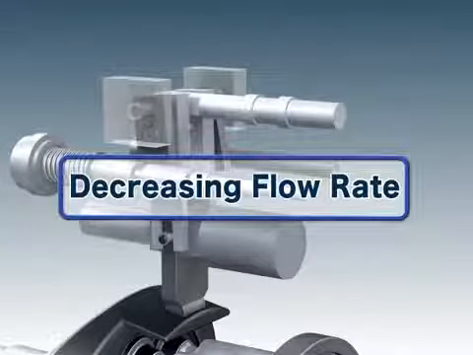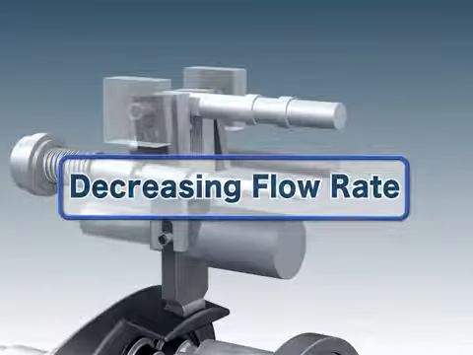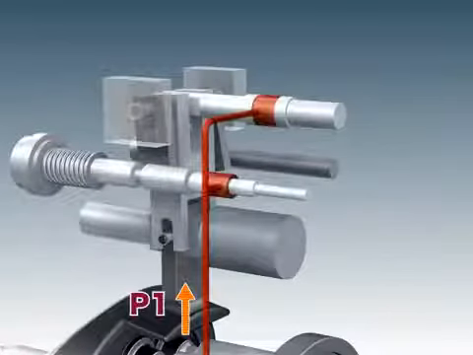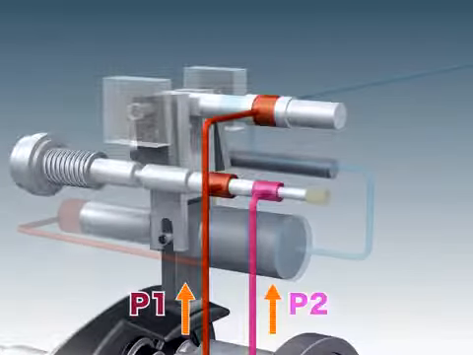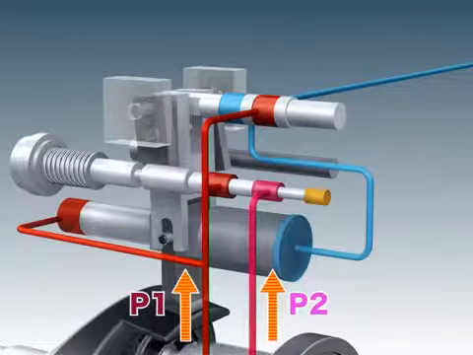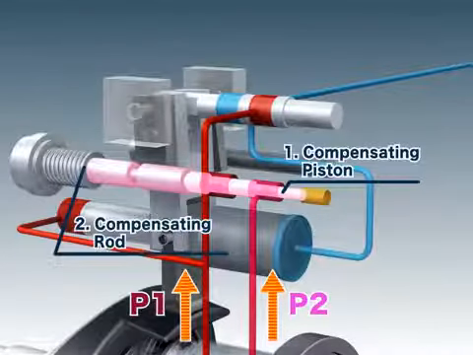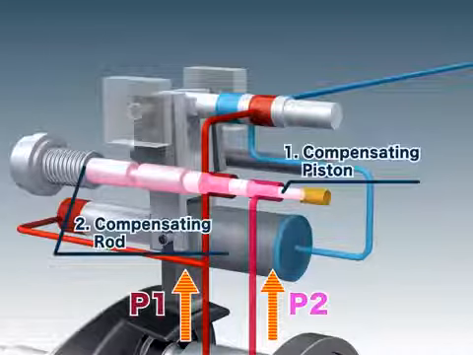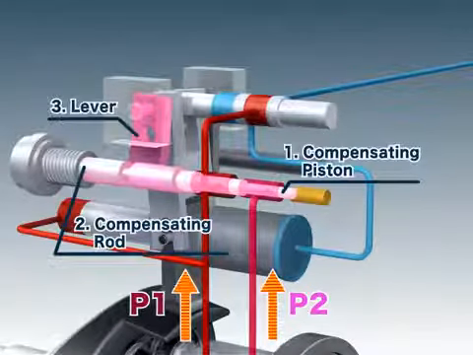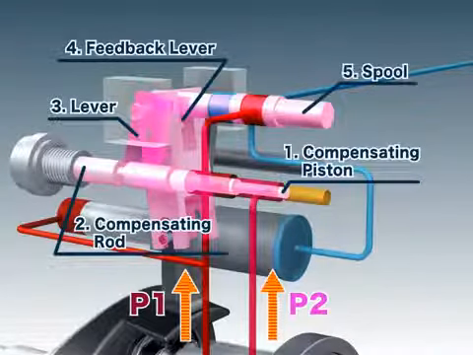Next, we will explain how the regulator decreases the flow rate. When the delivery pressure of the pump P1 or of a companion pump P2 increases, the pressure moves the compensating piston, pushing it against the compensating rod. As the compensating rod is pushed, the lever rotates, moving the feedback lever, which in turn moves the spool.